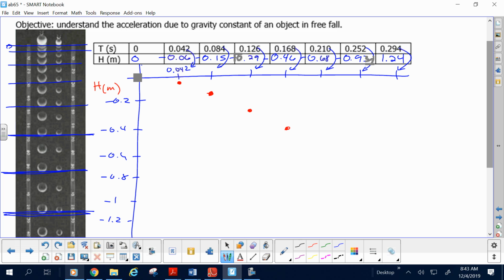here-ish. 0.68 is pretty close to between 0.6 and 0.8. 0.93 there. And 1.24 is down here. Okay. So far, so good? Are you with me? Okay.